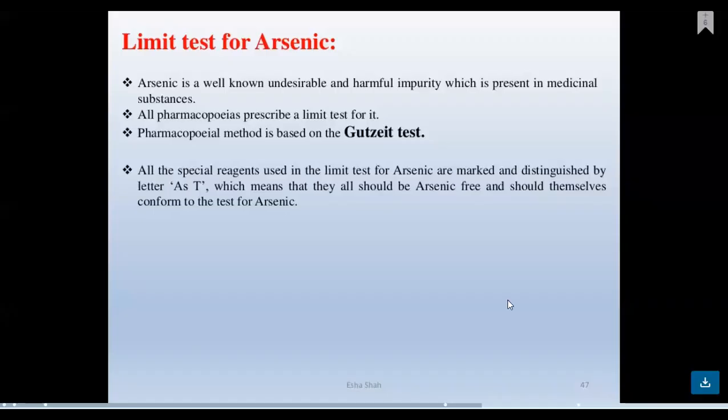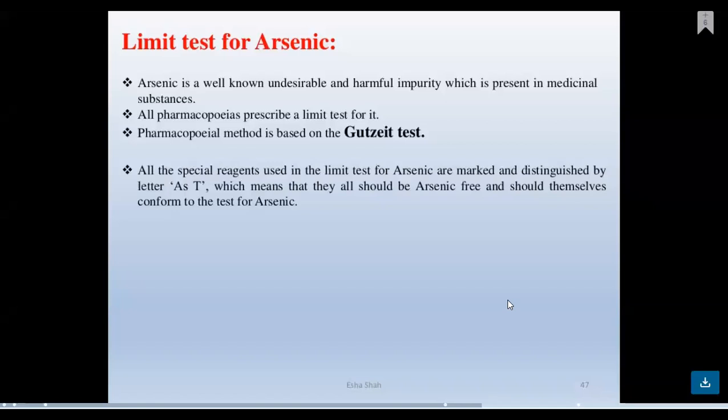So in today's lecture, we are going to see limit test for arsenic, same as that of limit test for iron. In case of limit test for arsenic, we are going to compare the intensity of the color, that is yellow color, produced by the arsine gas with that of the mercuric chloride filter paper.